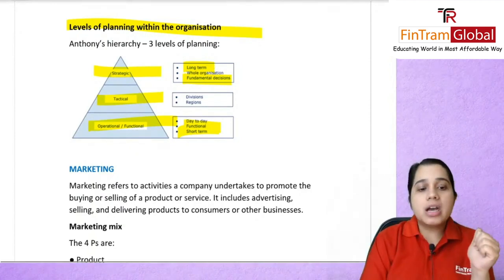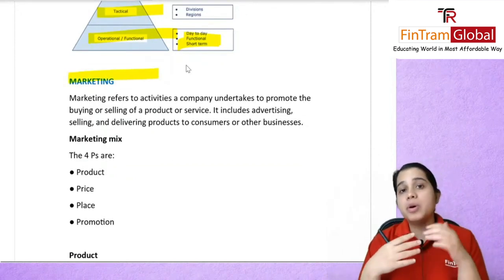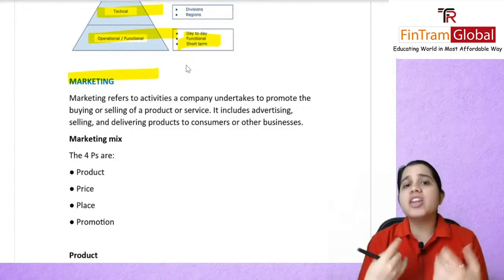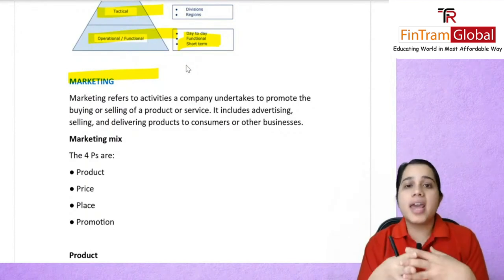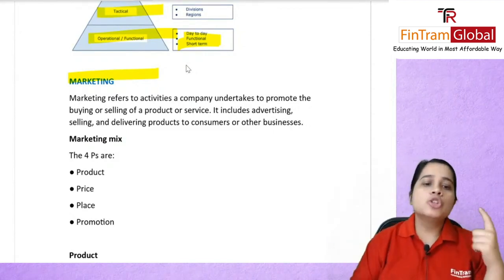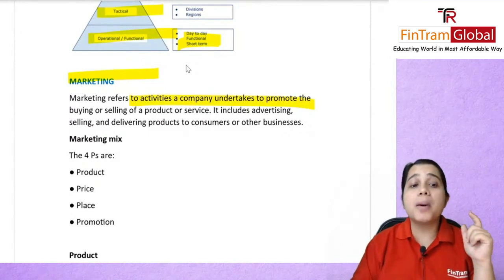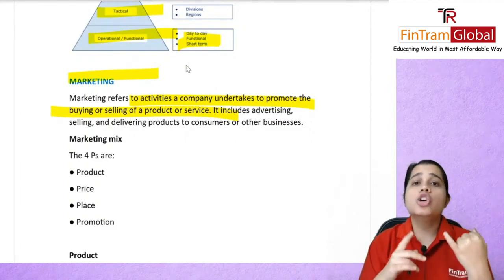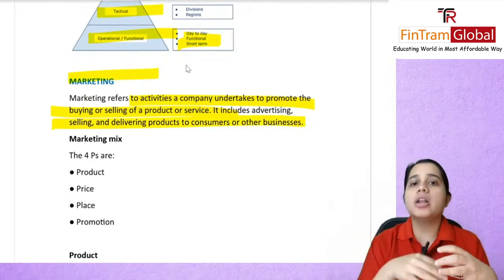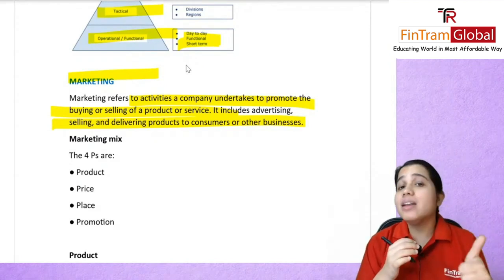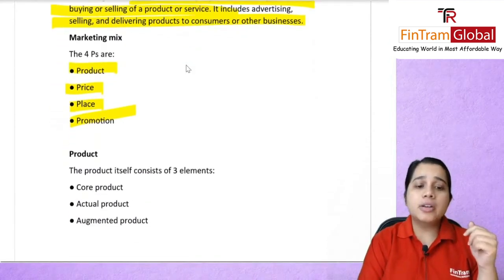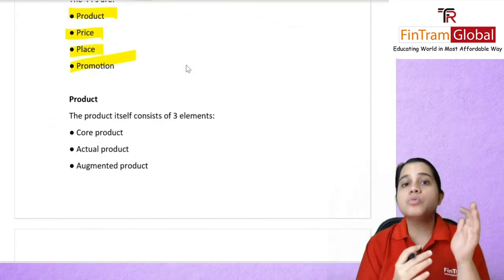Next, another topic that we will be covering now is marketing. If you remember, we studied in our session that there were four P's of marketing. Marketing basically involves any activity when you're promoting the products or services of your organization, so that of course people are aware of it, and they go ahead and make purchases. So marketing refers to activities that a company undertakes to promote the buying or selling of any product or service. You could be advertising it, or delivering the product to consumers or businesses. Everything falls under the marketing category. The four P's that we covered were product, price, place and promotion. It is important to remember these four P's, of course. Under these four P's, there are various things which we'll be seeing now.